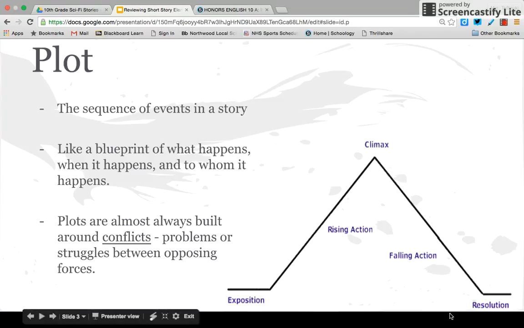So this little plot diagram should look familiar to you. The plot is the sequence of events in a story. So it's like the blueprint of what happens, when it happens, and to whom it happens. Remember that plots are almost always built around conflicts or problems or struggles between opposing forces.